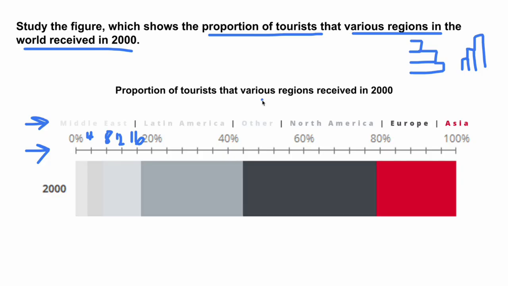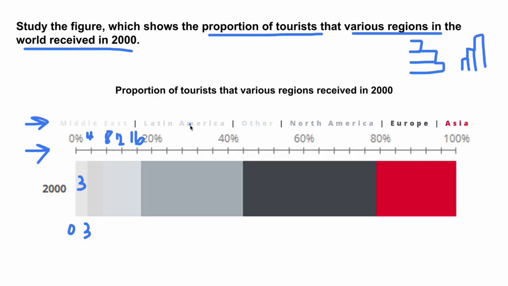Now let's look at the figures for each region. Middle East first. So Middle East, the lower bar is at 0% here. So let me label it at 0. This bar here, the higher end of the bar, is at about 3%. So we can say that 3 minus 0, Middle East represents 3% of all the tourists visiting different regions in the world.